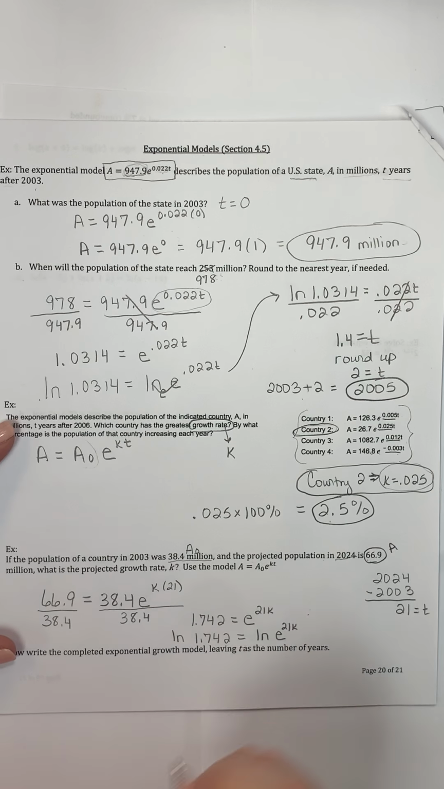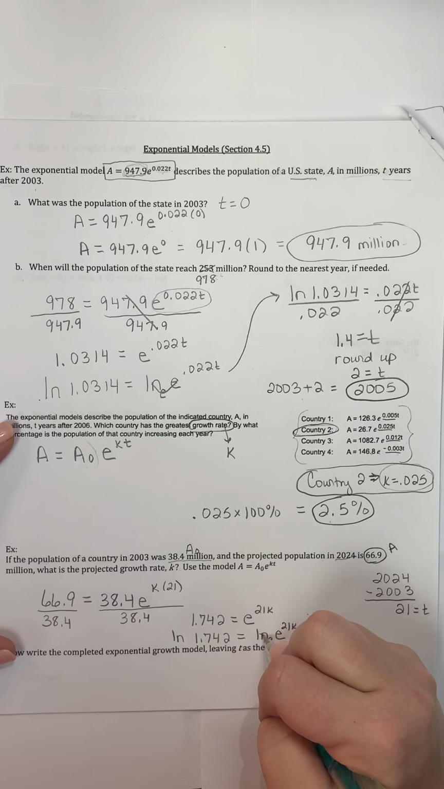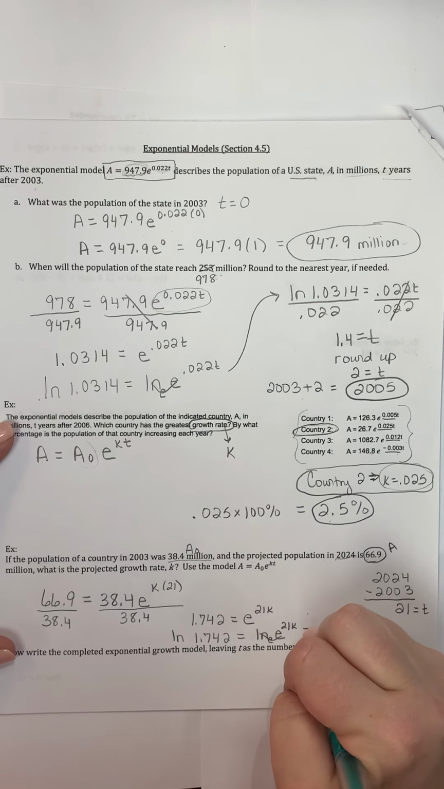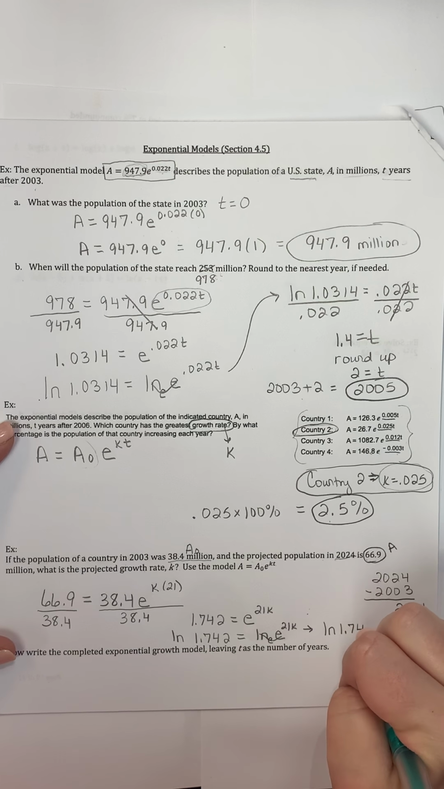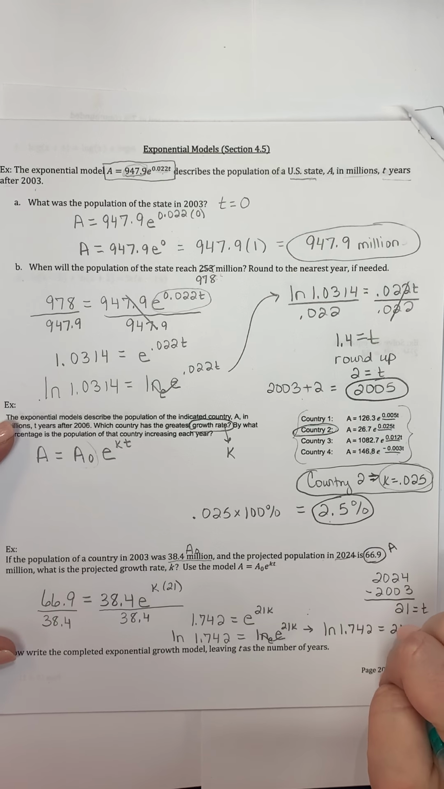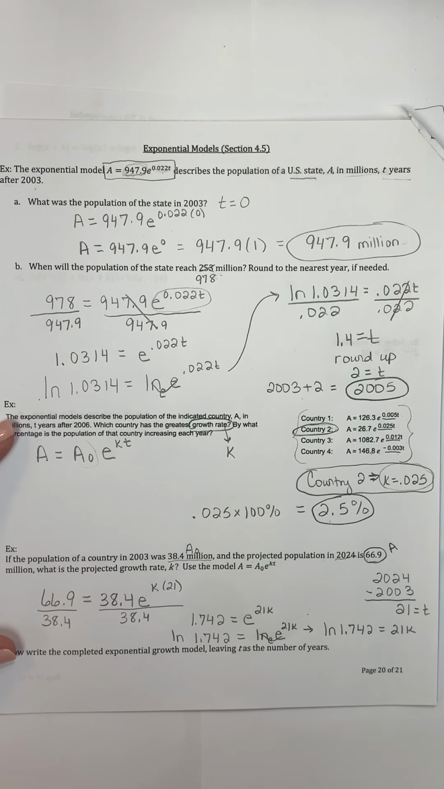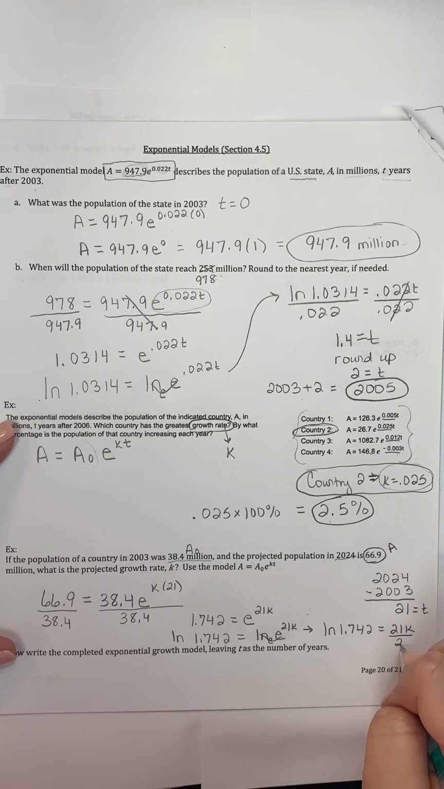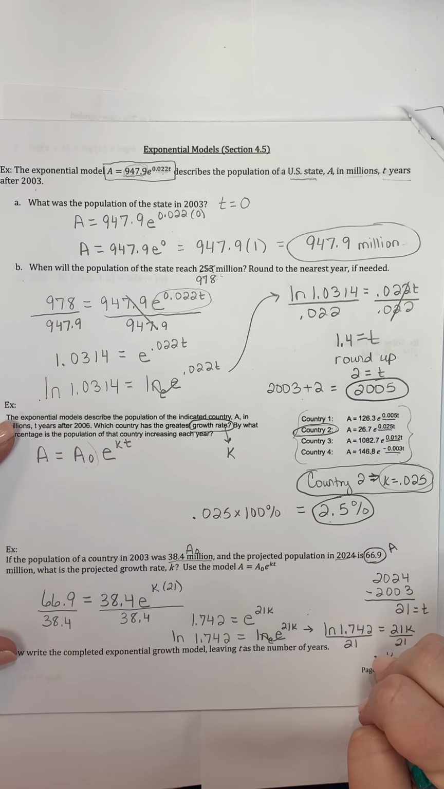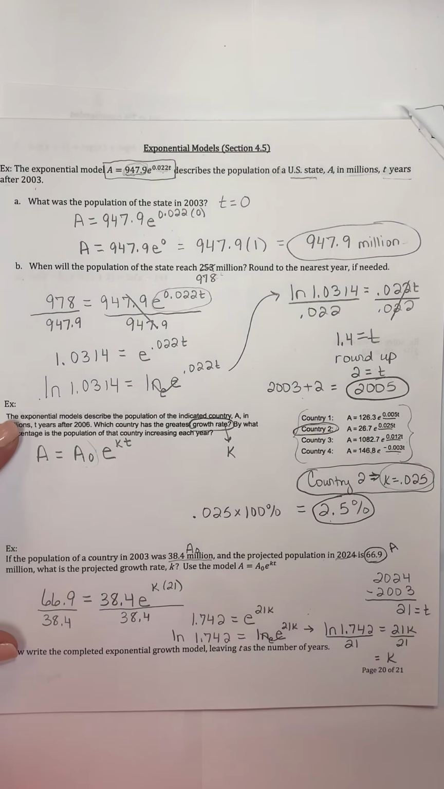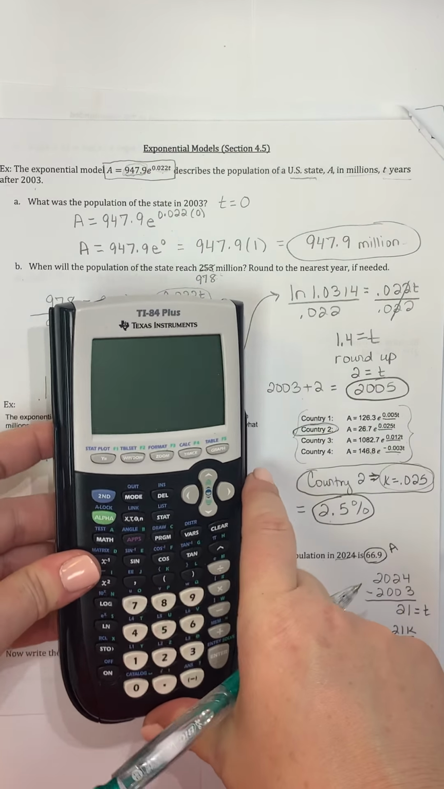There we go. We know this secretly has a little base of e down here. We know this cancels. It's going to leave us with the natural log of 1.742 equals 21k. We're going to divide both sides by 21, and that is going to give us k. Let's try putting that in our calculator.